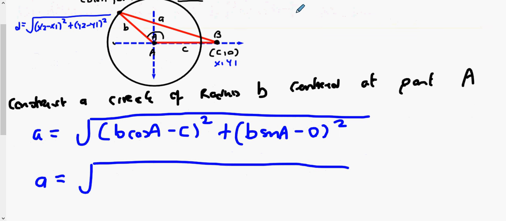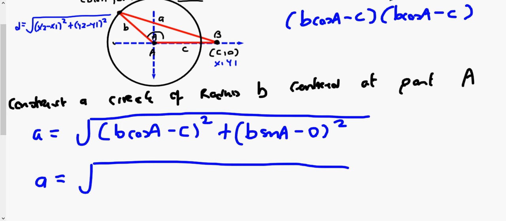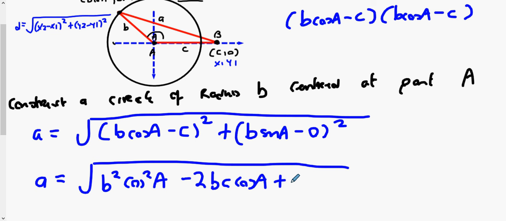So a equals the square root, and I'm going to multiply this out. So what's b cos A minus c multiplied by b cos A minus c? b squared cos squared A, yeah? And then what's the other part? bc cos A. Another bc cos A. So what's that? Am I happy to see that? Why? It's part of the cosine rule. And then c squared, is it? Okay, and over here?